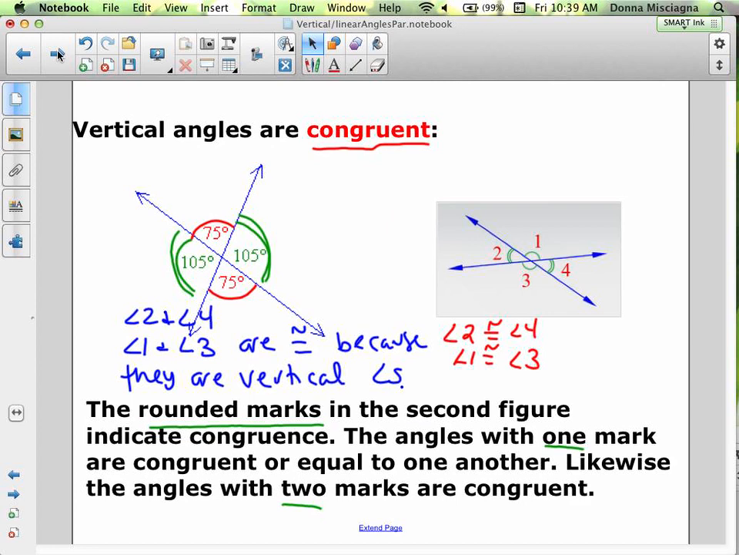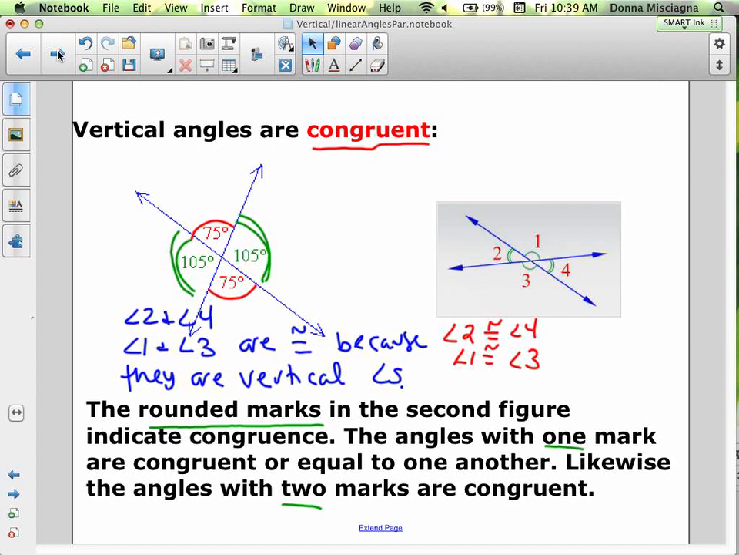So in the picture to the right, angles 2 and 4, angles 1 and 3 are congruent because they are vertical angles. So whenever we say that angles are congruent, we want to say why. Whenever we say something in geometry, we're going to say why. And so the reason that they're congruent is that they're vertical angles. And we know vertical angles will always be congruent. In the picture, they're also marked as being congruent.